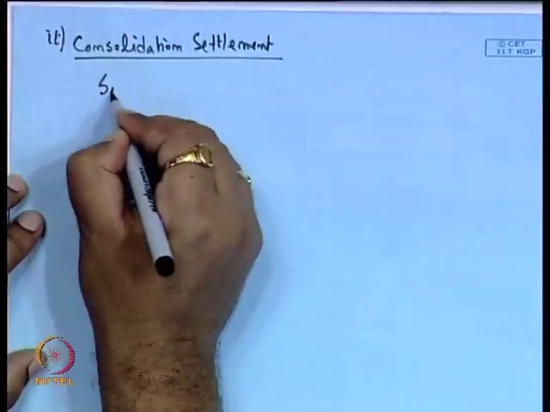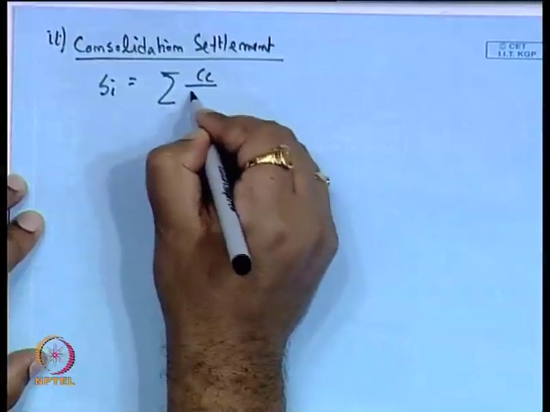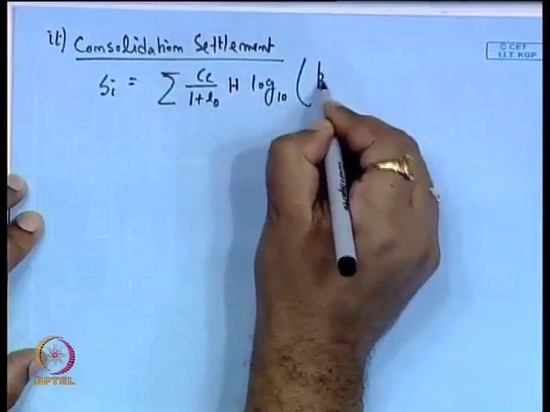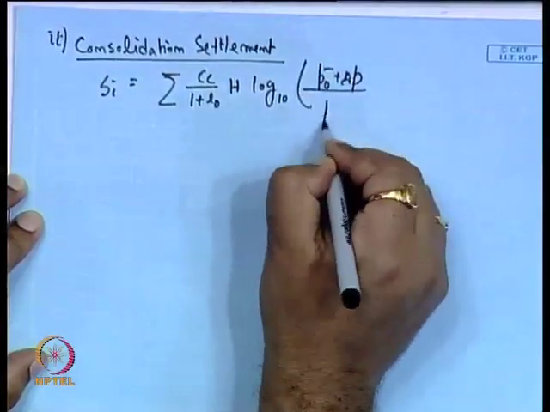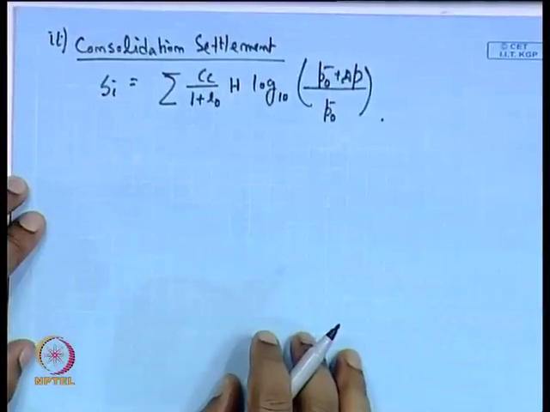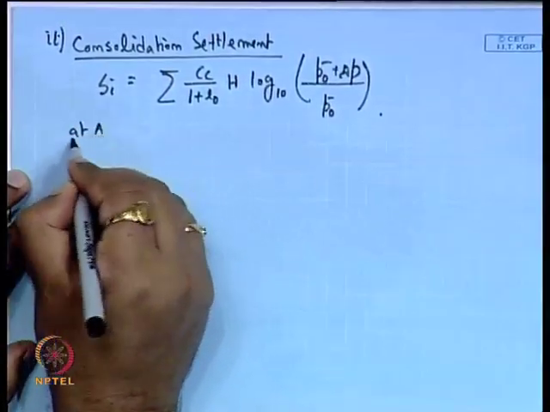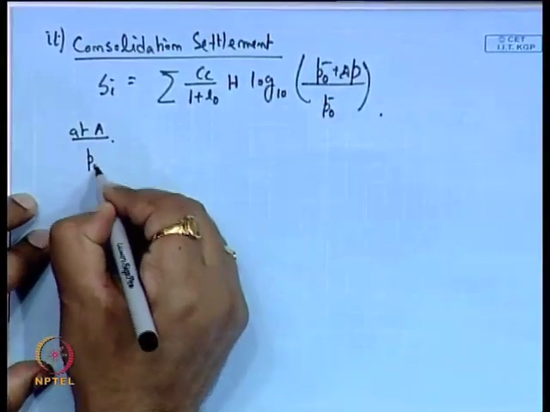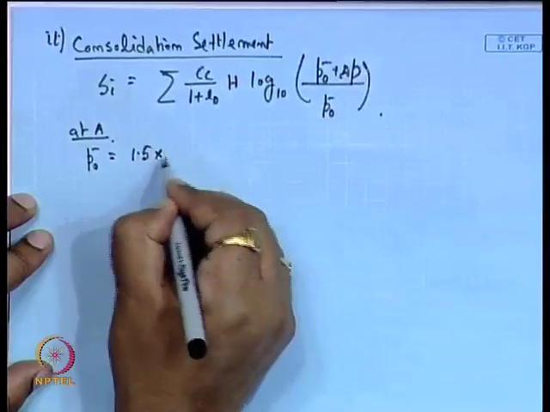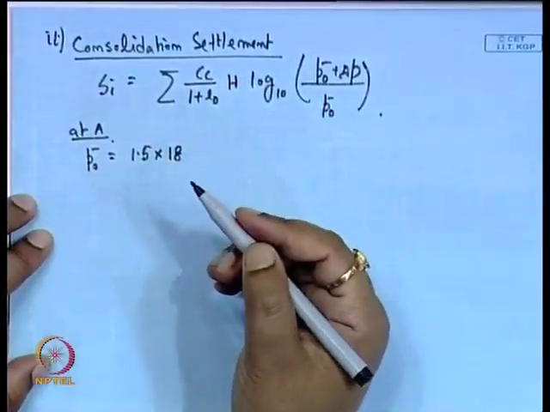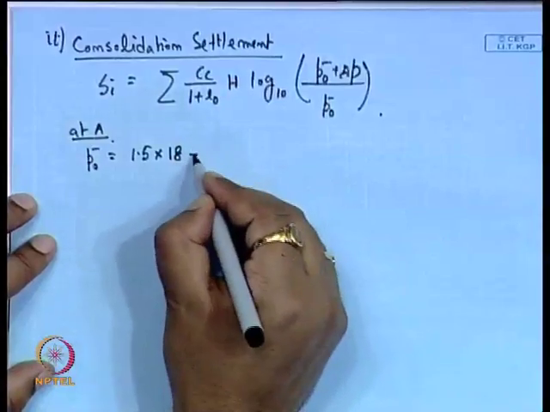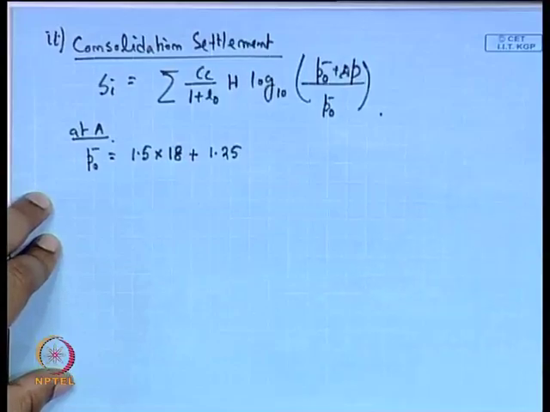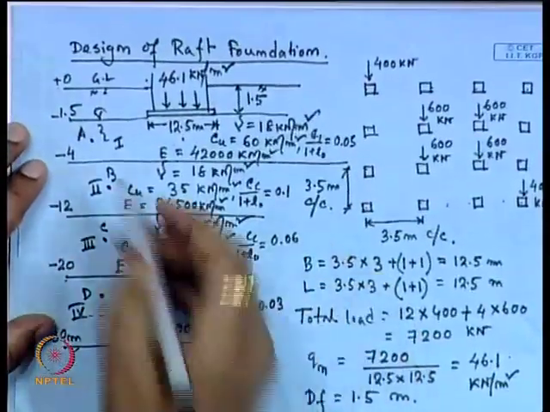The consolidation settlement S_c is the summation of Cc by 1 plus e0 into the thickness of each layer of soil into log 10 of (P0 bar plus del P) divided by P0 bar. Now, as we are taking the middle point of each layer, at A, P0 bar will be 1.5 into 18, because this is above the water table, plus, below the water table, we will consider 1.25, because this is the center of this layer. So, the A point is the center of the first layer.